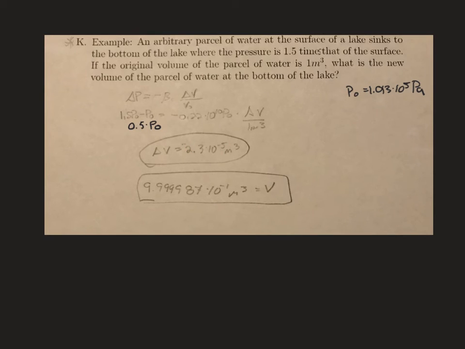Now I want to know what the new volume is. And since the change in volume is negative, that means my volume decreases. So I'm going to take 1 meter cubed minus the 2.3 times 10 to the minus 5 meters cubed. And that's going to give me a final volume of 9.999987 times 10 to the minus 1 meters cubed.